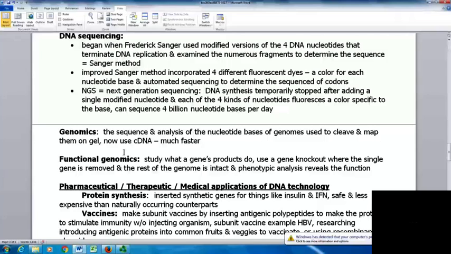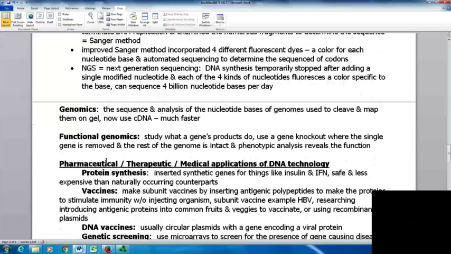Genomics is the study and analysis of the nucleotide bases of genomes, and it's used to cleave and map them on a gel. We now use cDNA, which is going to be faster. With functional genomics, we try and study what the gene's products do. This is done using a gene knockout, where this one single gene is removed and the rest of the genome is intact. We then will examine the phenotypic analysis, and that will reveal the function of that gene.